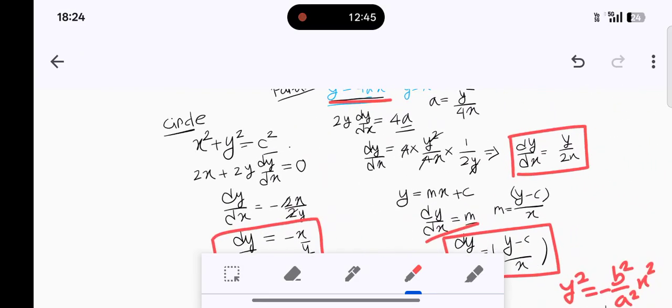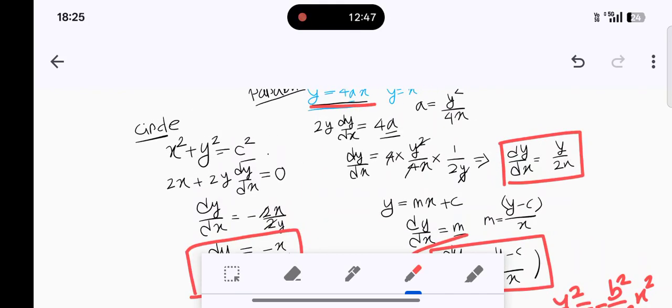So however, this is all about today's video. In the next video I will start solving some differential equations. I will start with the variable separable method, which is one of the easiest methods in differential equations.